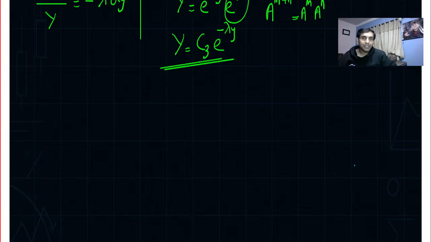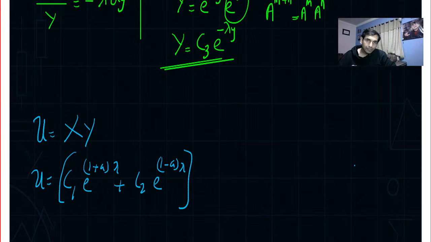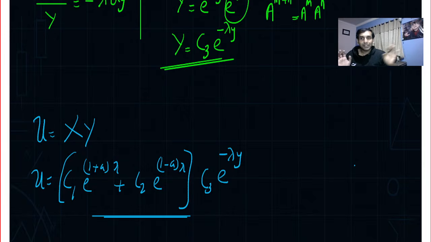What is the solution? u is equal to x into y. We already found x. What is the value of x? So we get c1 e to the power (1 plus a) into x plus c2 e to the power (1 minus a) into x multiplied by c3 e to the power minus lambda into y. If you want, you can leave it like this. No problem with that.